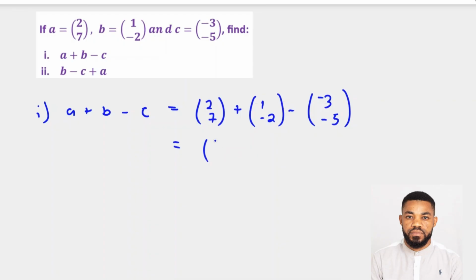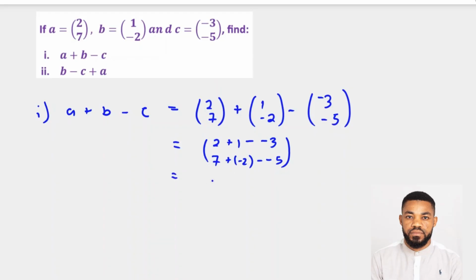So you're going to get 2 plus 1 minus negative 3. You have to be careful when the signs are repeating themselves. For the y component, we have 7 plus negative 2 minus negative 5. You have to check the signs. They are very, very important.